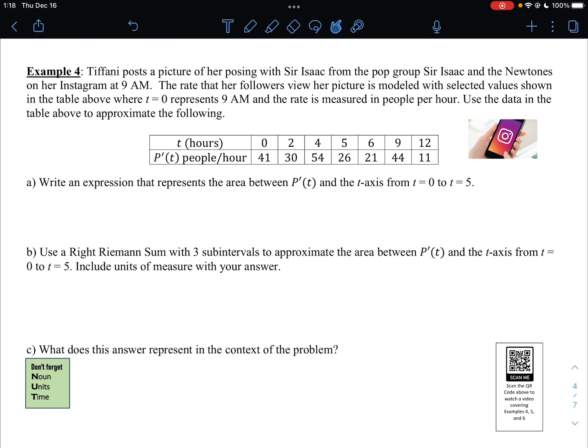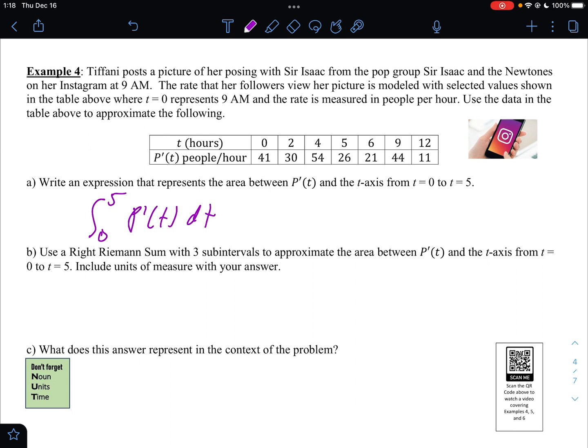The first one says write an expression that represents the area between p prime of t and the t-axis from t equals 0 to t equals 5, including units of measure. Sorry, I'm reading the second part there with units of measure. We're just going to write an expression first. So our expression here is going to be an integral from 0 to 5 of p prime of t dt. That expression represents the area between p prime and the t-axis from 0 to 5, of course.